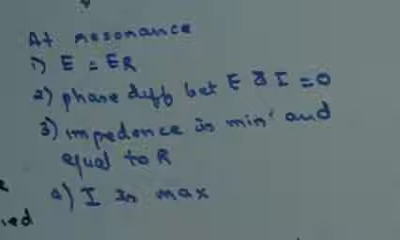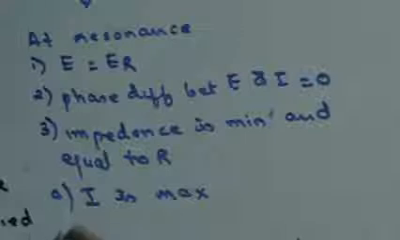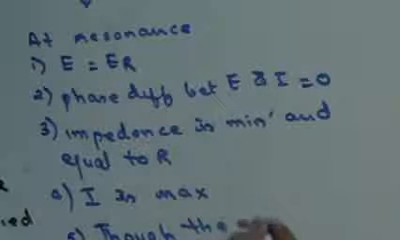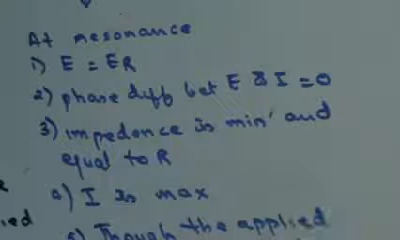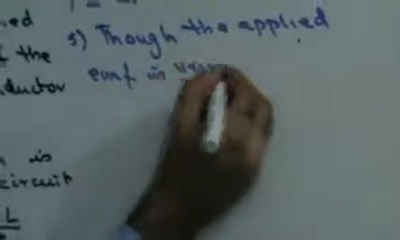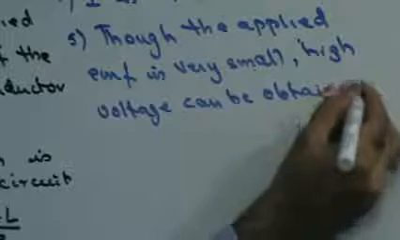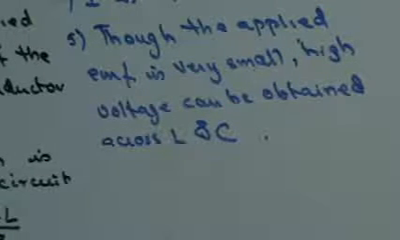The current is maximum, and though the applied EMF is very small, a high voltage can be obtained across L and C, right? These are the things that would happen at resonance.